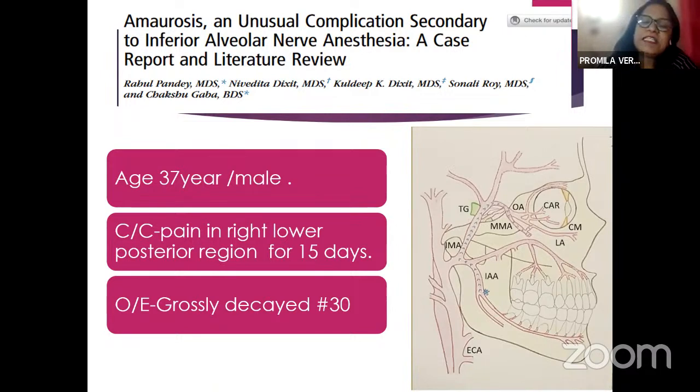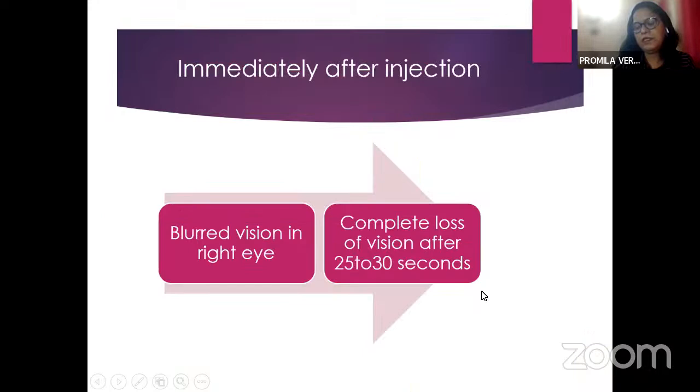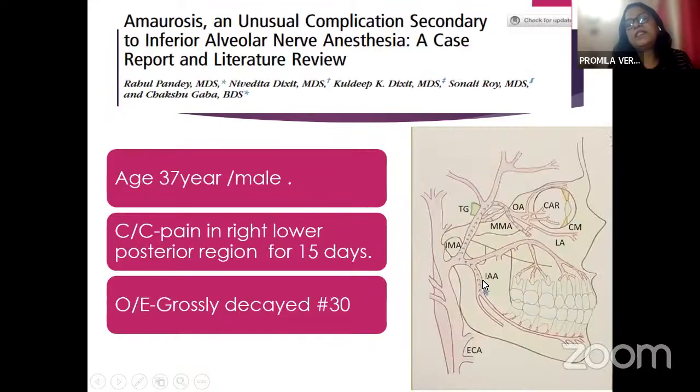As you all can see in the diagrammatic representations, the inferior alveolar nerve block was given. This has penetrated the inferior alveolar artery, and the anesthetic solution has reached the orbit region and caused a temporary loss of vision.